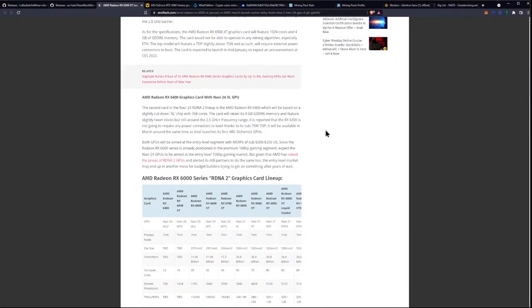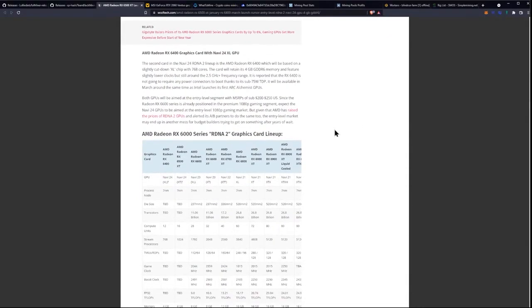The second card in the RDNA 2 lineup is the 6400, which will be based on the slightly cut down XL chip with 768 cores. The card will retain its 4 gigabytes of GDDR6 memory and feature slightly lower clocks, but still in the 2.5 gigahertz frequency range. It is reported that the 6400 is not going to require any power connectors thanks to its sub 75 watt TDP. It will be available in March, around the same time as Intel launches its first Arc Alchemist GPU.